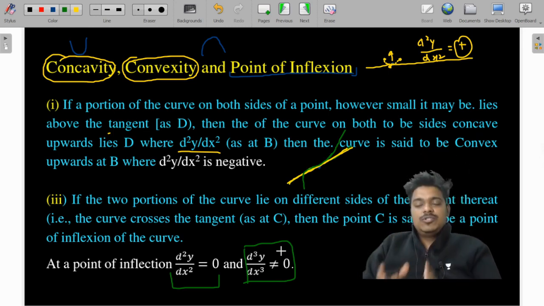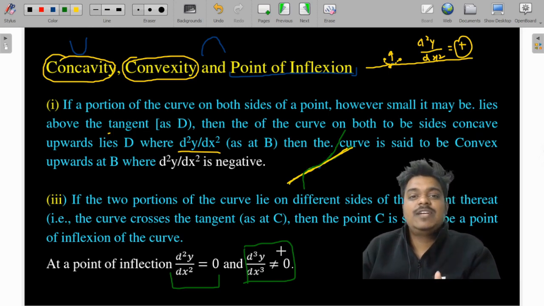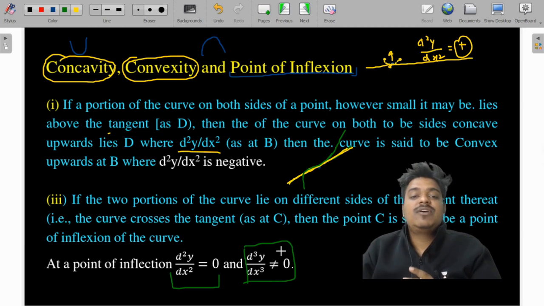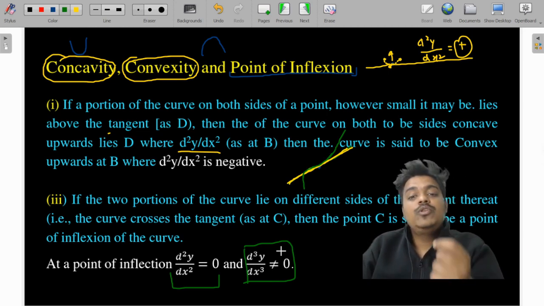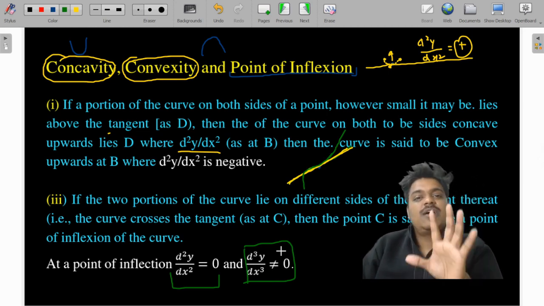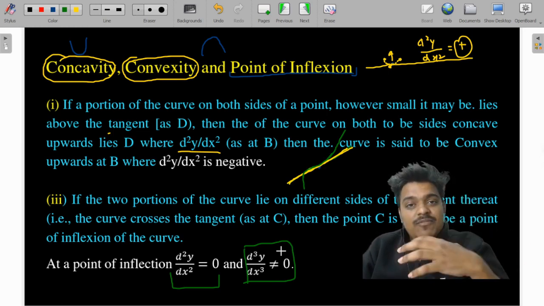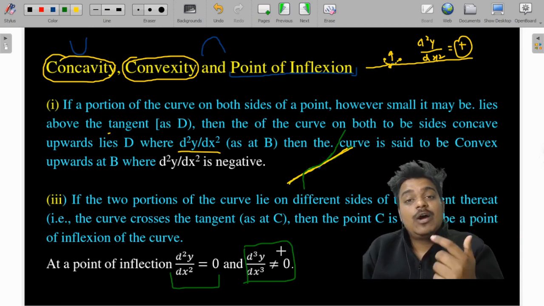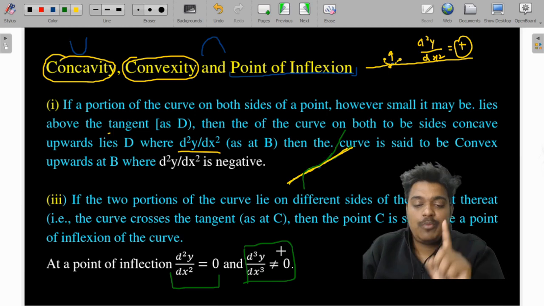First you should know how to calculate whether a function is increasing or decreasing. That is done by f dash x or dy by dx, the first derivative. But if you need to check whether this function is concave upwards, convex upwards, or there's a point of inflection, then you calculate d2y by dx square. If it is coming out to be positive, the function is concave upwards. If it is coming out to be negative, the function is convex upwards. And if it is coming out to be 0 and the next derivative is not coming out to be 0, it is a point of inflection.